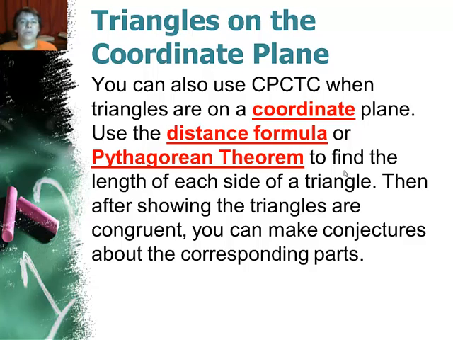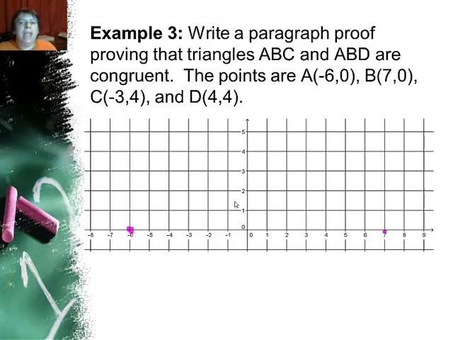So with triangles on the coordinate plane, you can also use CPCTC, and what you might want to do is use the distance formula or the Pythagorean theorem. I made this example really easy so we wouldn't kill ourselves, and I went ahead and plotted these points. So we're going to do a paragraph proof. What does that mean? Just write down the reasons.